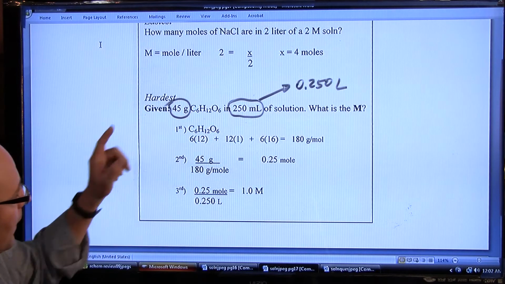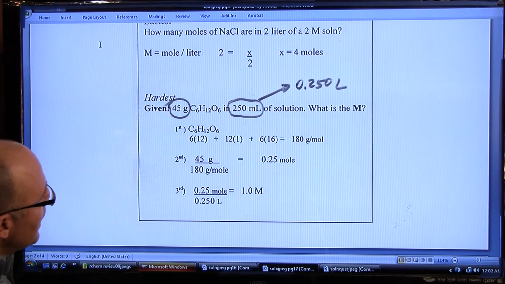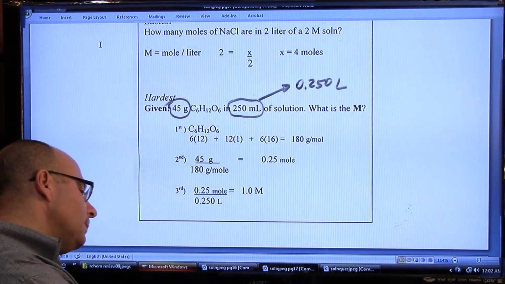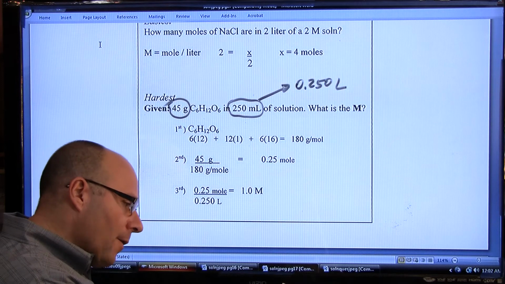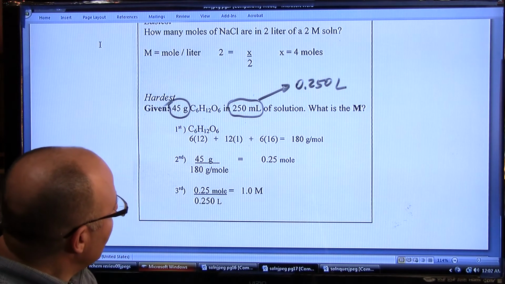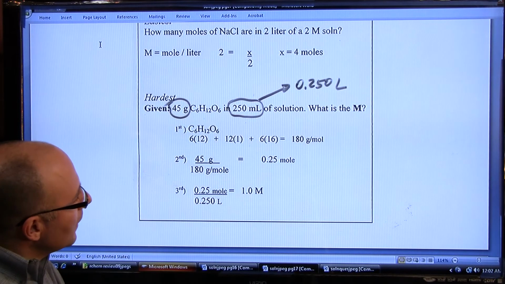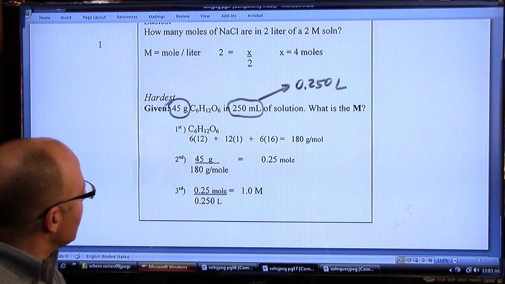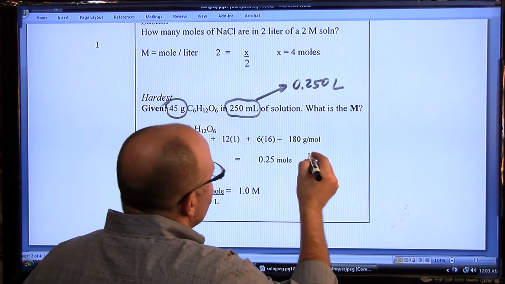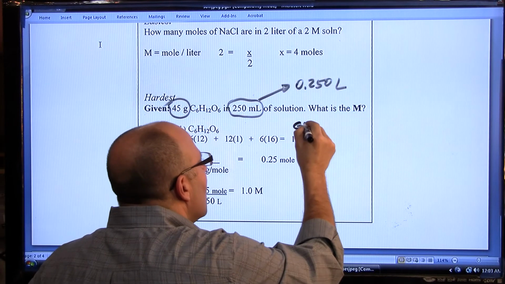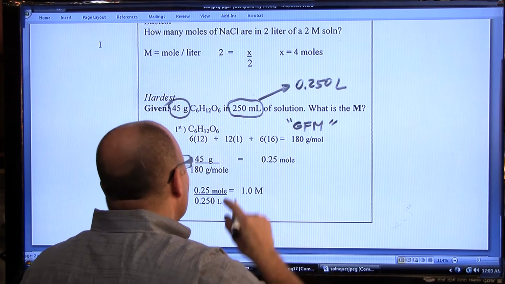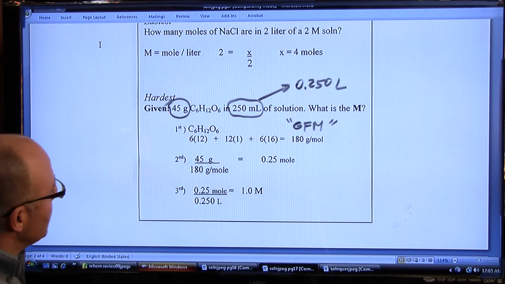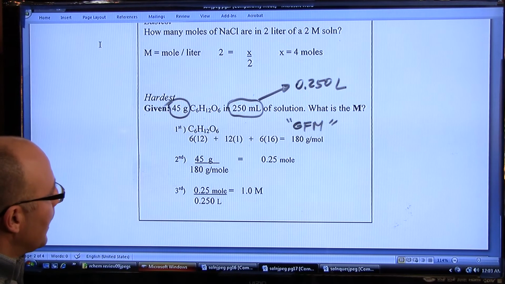And then for the 45 grams of glucose, you're first going to have to get its gram formula mass. So you look up in the periodic table the carbon, the hydrogen, and the oxygen, and then add those up. You should get 6 times 12 for carbon, 12 times 1 for hydrogen, and we'll just go to the nearest whole number, and 6 times 16 for oxygen. So you get a gram formula mass here of 180 grams per mole, which means that a mole of glucose, which is what C6H12O6 is, weighs 180 grams.